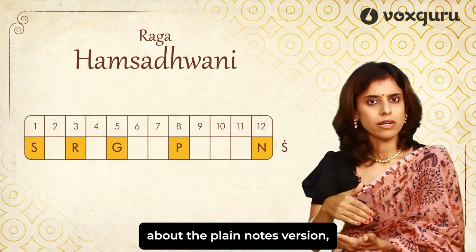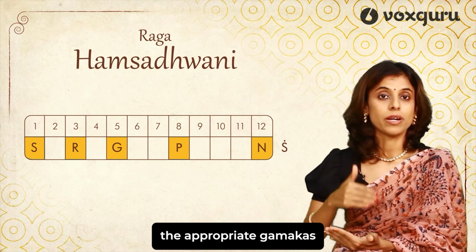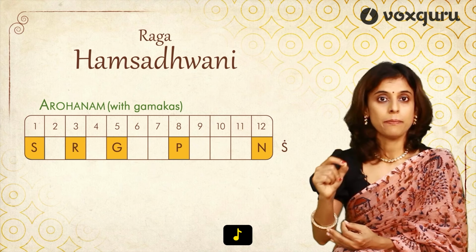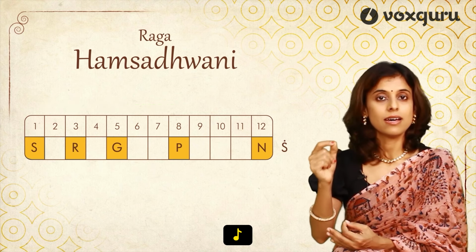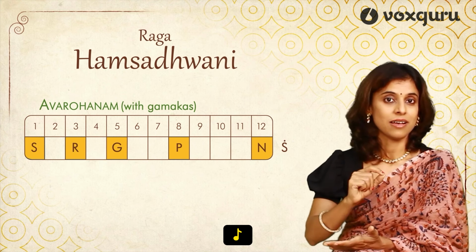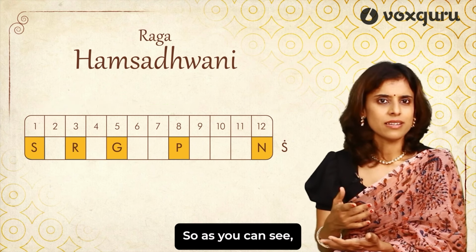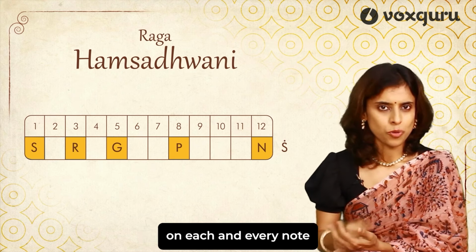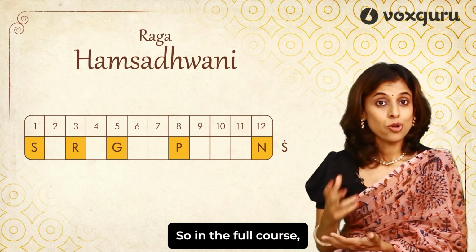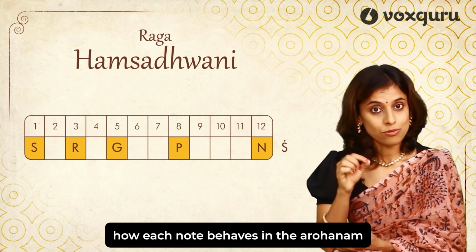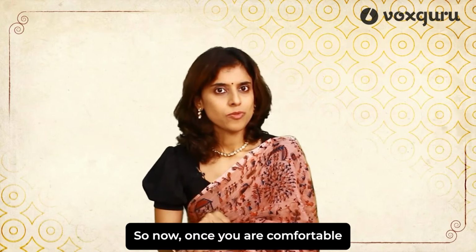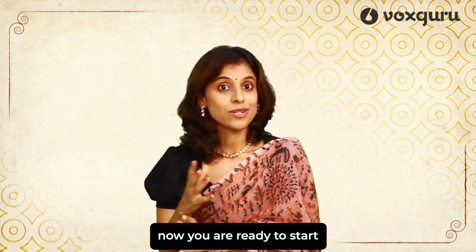So once you're confident about the plain notes version, then you can apply the appropriate gamakas. So with gamakas, it would sound like this. Sa re ga pa ni sa sa ni pa ga re sa. So as you can see, the gamakas are not applied on each and every note, right? Every note behaves differently based on the raga. So in the full course, I will explain to you in detail how each note behaves in the Arohanam and the Avarohanam.